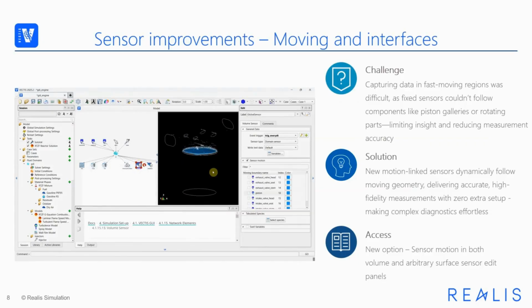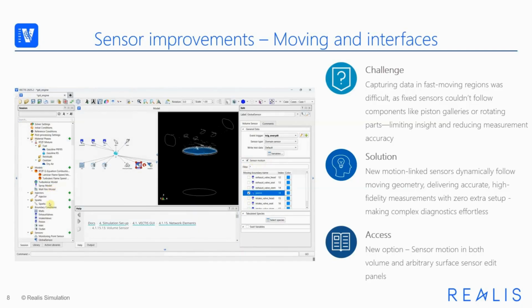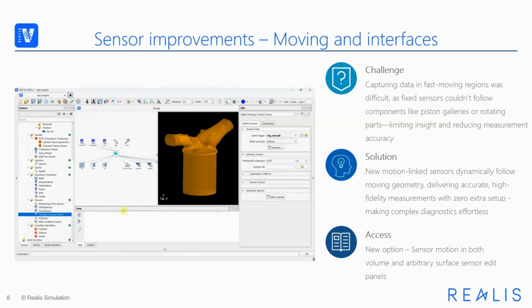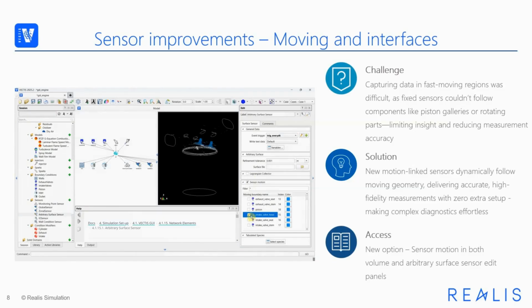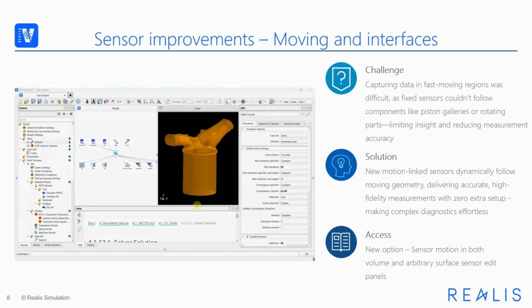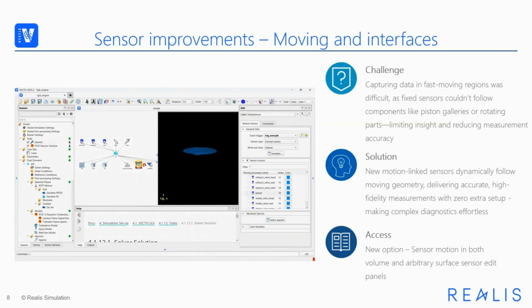We've also improved our sensors in this release. Many engine simulations contain parts that move significantly during the cycle: pistons, valves, rotating galleries, etc. Until now our sensors were fixed in space, which meant they couldn't follow these features. Users often had to approximate the movement with multiple sensors and then do manual post-processing at the end of the simulation. In this new release, sensors can now follow the moving boundaries.